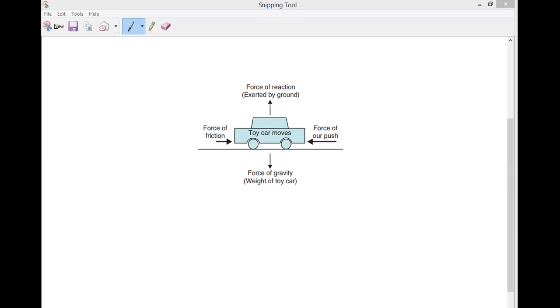If you want to move an object on this earth, then is the applied force always greater than the frictional force or less than the frictional force? If you want to move the body, then always what, guys? The applied force is greater than the frictional force. Everybody should remember that.